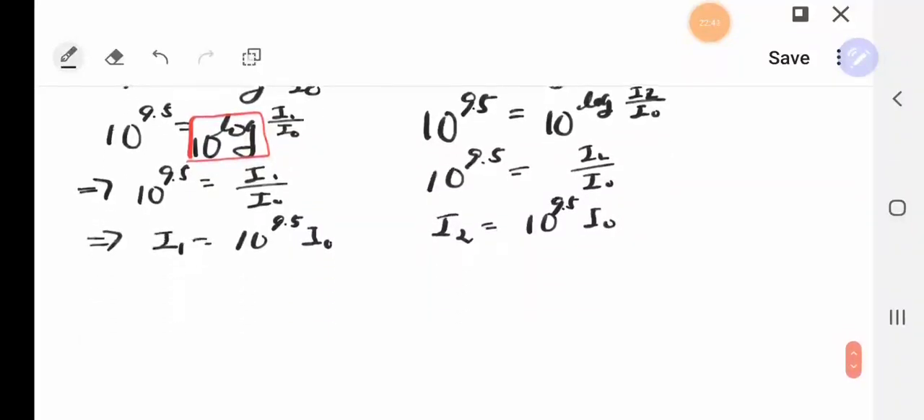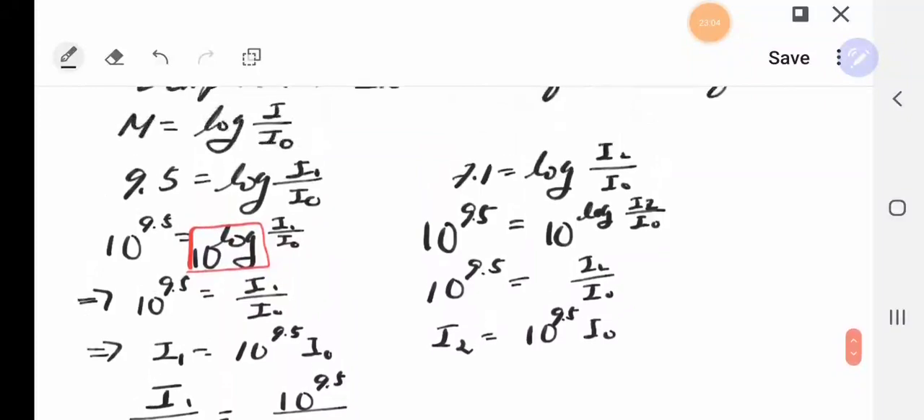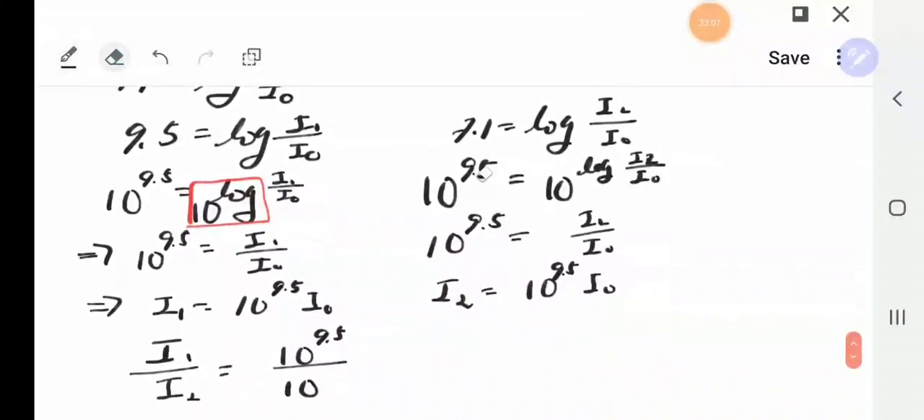So when we compare this, let's use the ratio I1 to I2, the intensity of Chile to the intensity of San Francisco. And that is equal to 10 to the 9.5 over 10 to the, wait a minute, 7.1. Okay, I made a mistake. This should be 7.1. Why did I write 9.5? So this should be 7.1 all the way.